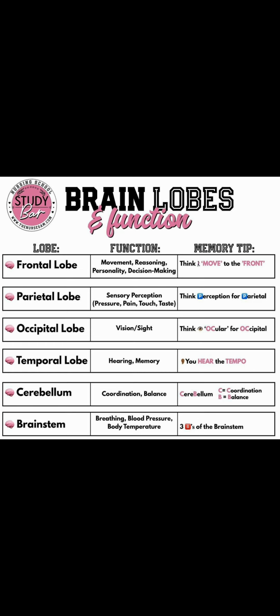Temporal lobe, we know that temporal lobe is present behind the ears, so it is responsible for hearing and memory as well. And the C in cerebellum is for coordination and B for balance. And for brainstem, we know that we need to remember just 3 B's, that is breathing, blood pressure and temperature.